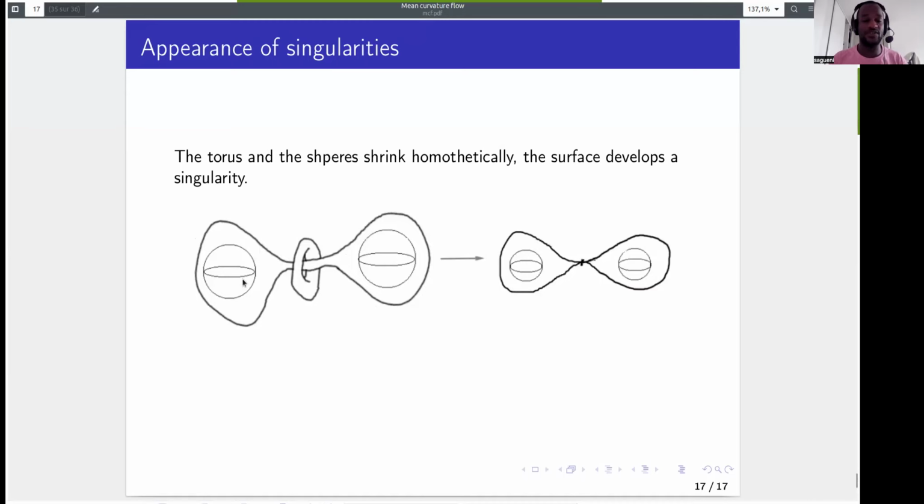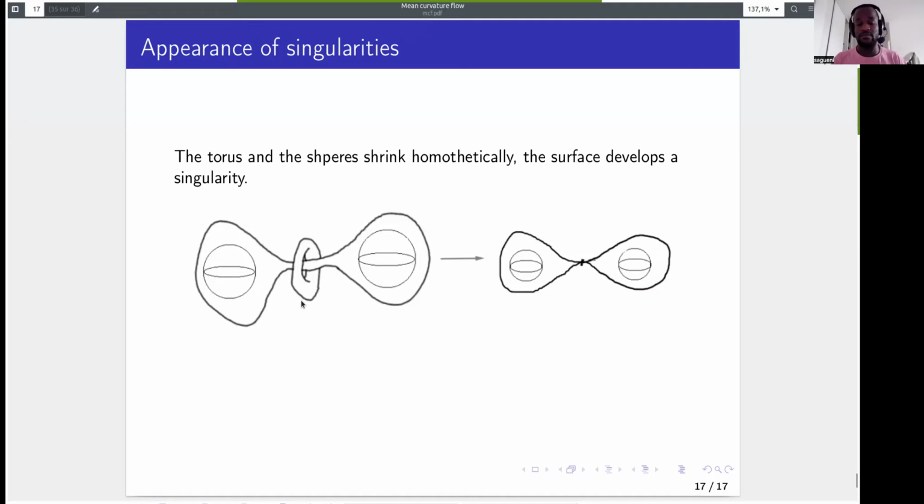And here are two spheres. This is a sphere, this is a sphere, and this is a torus. The spheres are going to evolve as we saw before. They just shrink somehow, and the torus also shrinks to this point. The sphere becomes like this, and they continue to flow. But this thing, which is diffeomorphic to S2, is going to develop a singularity here.